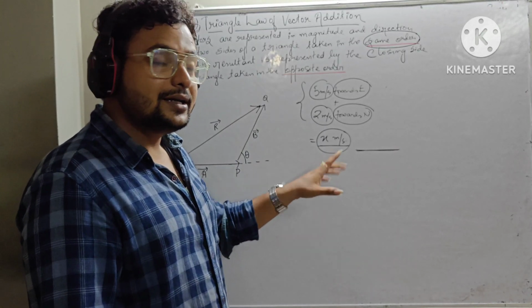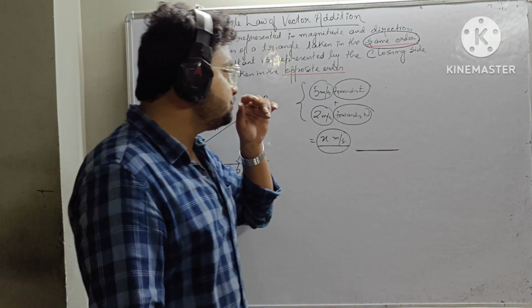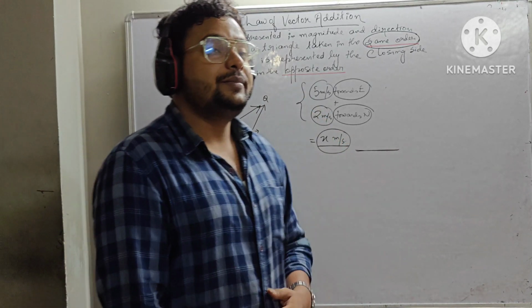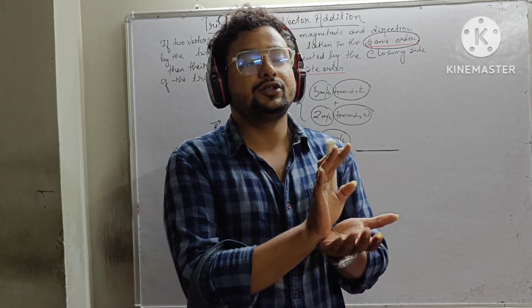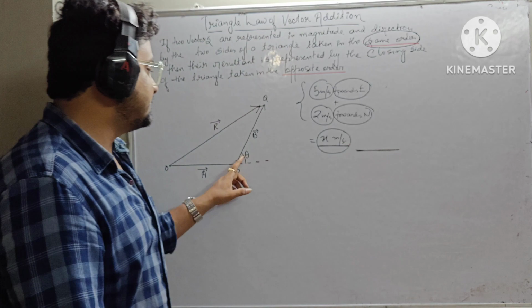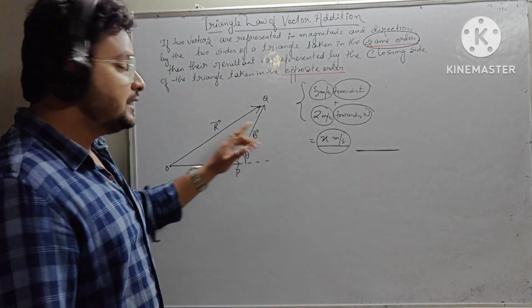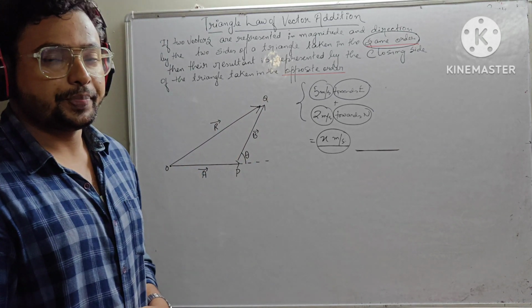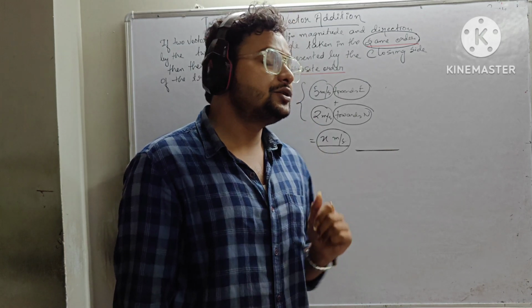Fine. So that is why the angle between the two vectors is very important, because the magnitude that you are going to get all depends upon the angle between the two vectors, how the two vectors are inclined to each other. That is this one, this angle theta. So how the two vectors are inclined to each other, on that the magnitude of this R vector is going to depend. Okay. Now how are we going to find out the magnitude of this R vector?